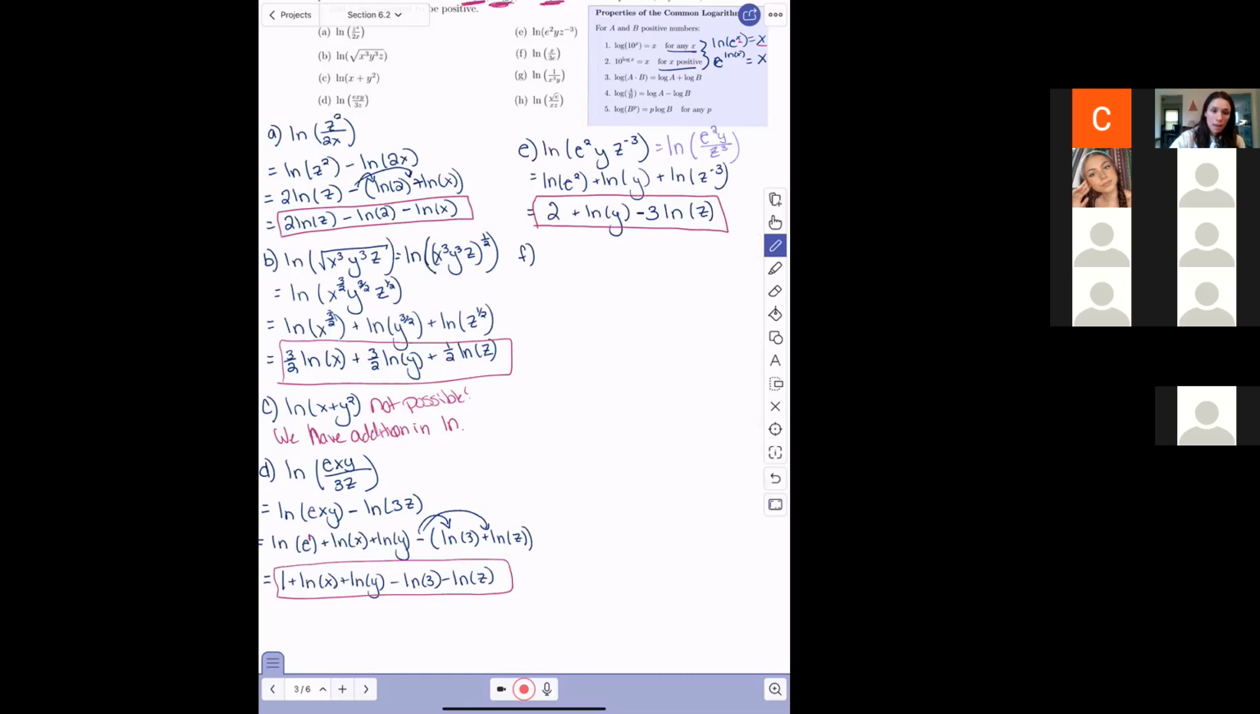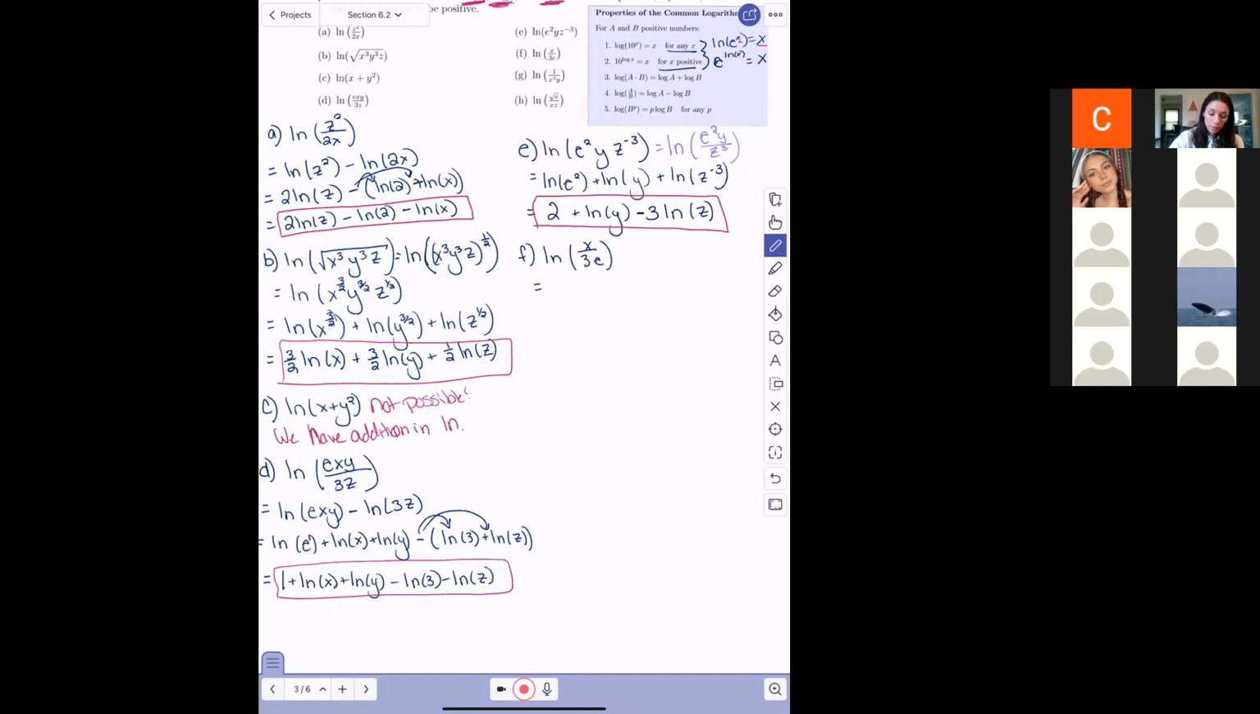Okay. Problem F, we have the natural log of x over 3e. What's my first step in expanding this? Property 4. Property 4, good. We'll have the natural log of x minus the natural log of 3e. We'll keep the natural log of x minus parenthesis. What's my next step in expanding the natural log of 3e? Property 3. Good. So we'll have the natural log of 3 plus the natural log of e.